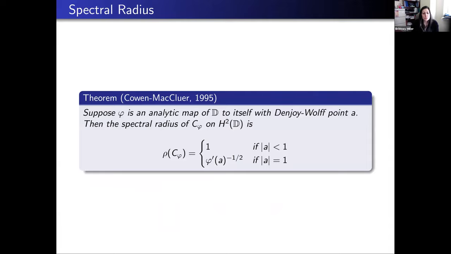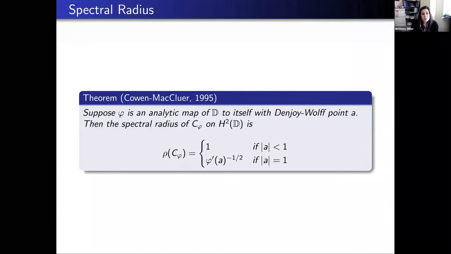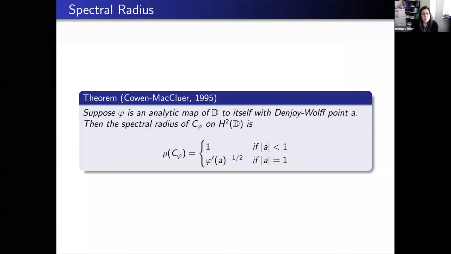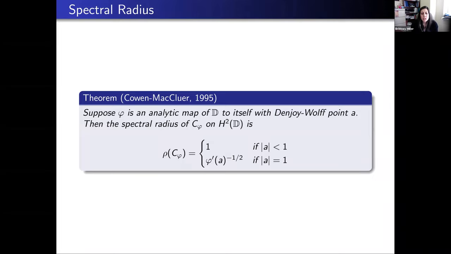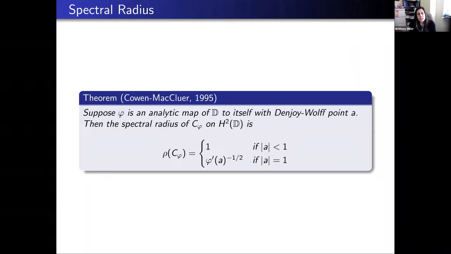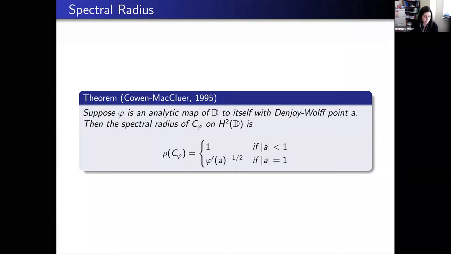Okay, in particular, one of the results we can write down is this one on the spectral radius of a composition operator on the Hardy space. If the Denjoy-Wolff point is in the disk, then the spectral radius is one. And if the Denjoy-Wolff point is on the circle, then the spectral radius is the derivative of phi at the Denjoy-Wolff point to the minus 1/2. So 1 over root phi prime of A.